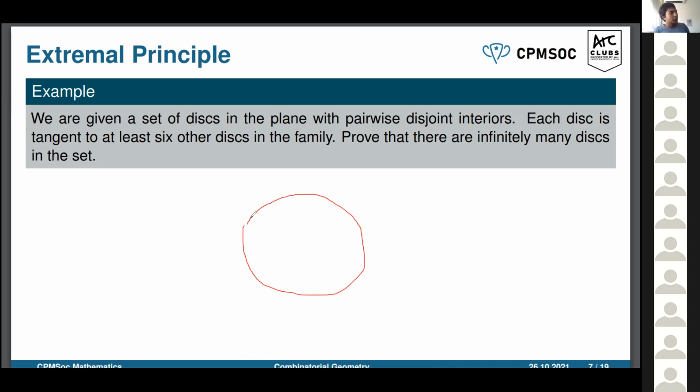So circles must be externally tangent and not internally tangent, because since no circle can have a part inside another circle, it means you must have something like this going on. So you have at least 6 circles tangent to each circle. So you have to prove there must be infinitely many disks in the set.